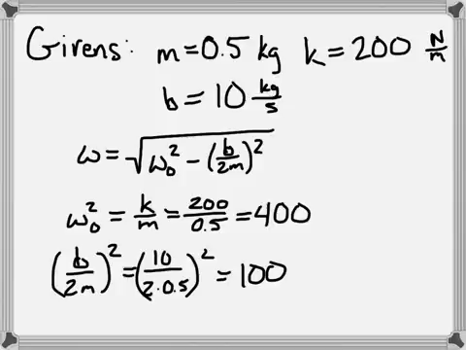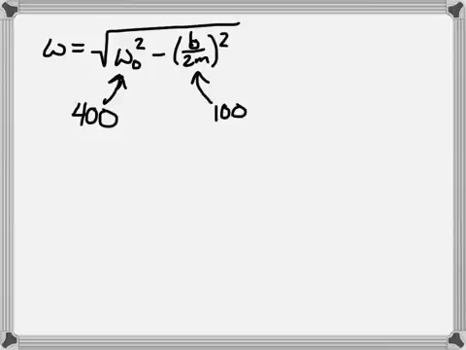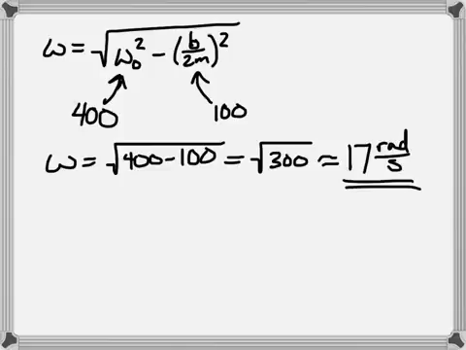Okay, and then I actually have to go to the next slide in order to figure the rest of this out. You don't necessarily need to do that, so let me advance my slide here and rewrite that equation. We just figured out that omega naught squared is 400, and (B divided by 2m) squared is 100. So that means that the angular frequency of this damped oscillator has to be the square root of 400 minus 100, or it ends up being approximately 17 radians per second.